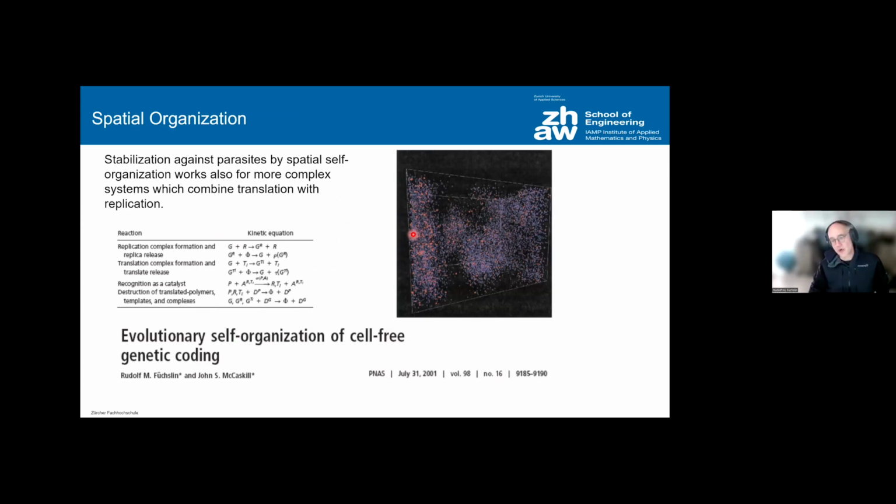For evolutionary purposes, for stabilizing purposes, spatial structuring is really important. A couple of years ago, we analyzed the stabilization against molecular parasitism, stabilization of genetic codes. That means genetic translation and replication systems. And we have seen that under suitable conditions, systems can be stabilized which otherwise are not stable. And that is relevant for studies of the origin of life.